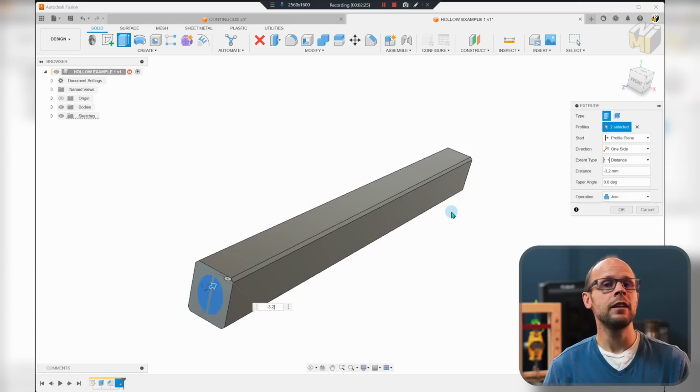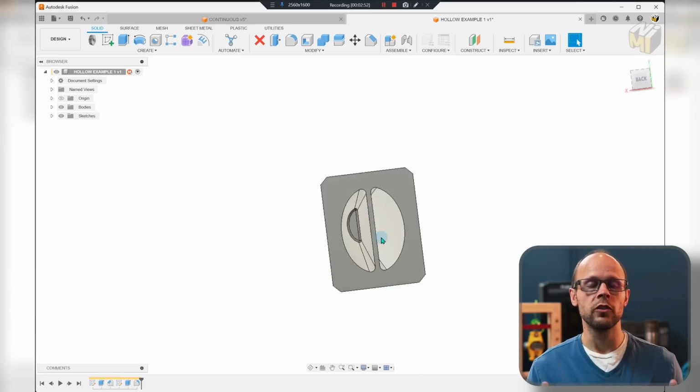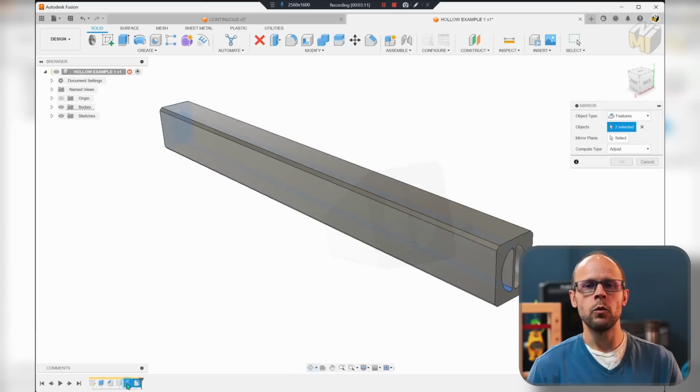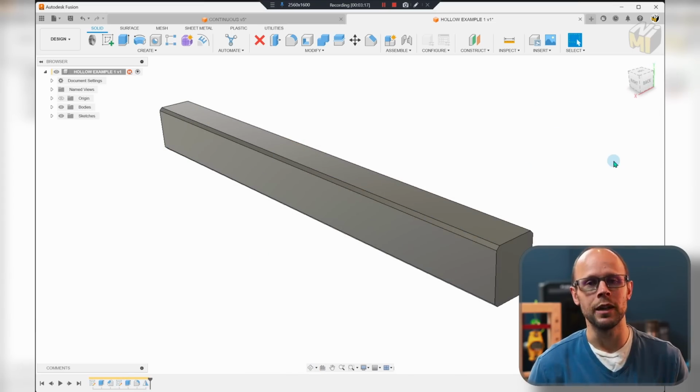We can then cap one end, and then I like to fillet the inside sharp edges for the strongest possible parts. We can mirror that cap and the fillets to the other side using the central plane.